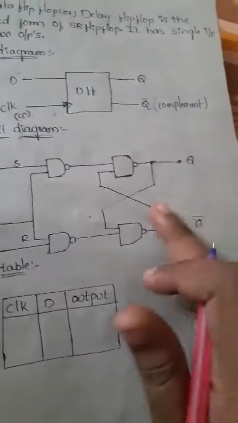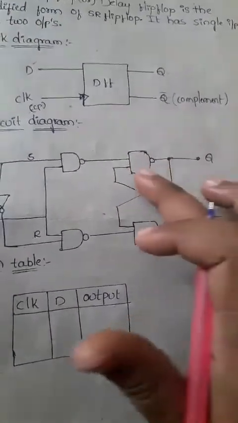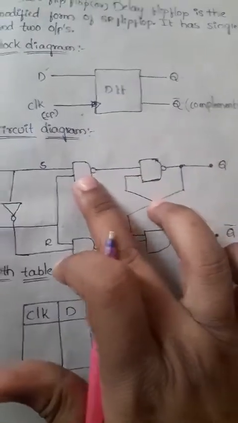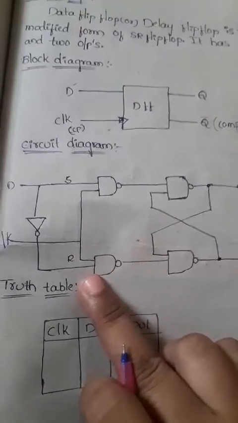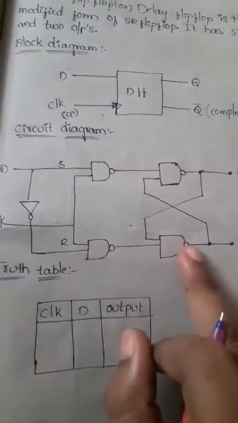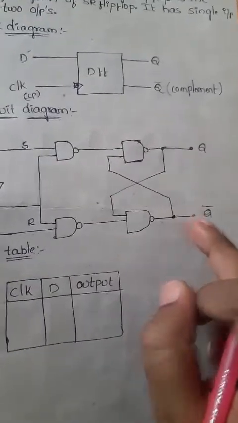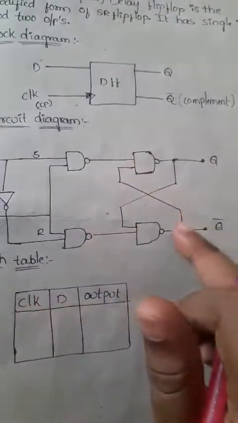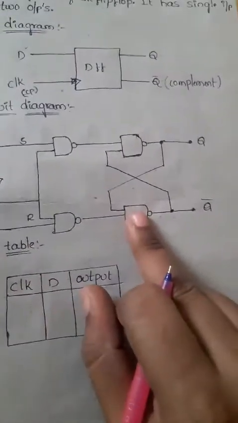Coming to the third and fourth NAND gates, one of the inputs of the third gate is directly connected to the output of the first gate, and one input of the fourth gate is connected to the output of the second gate. Also, Q and Q complement will be connected to one more input of the third and fourth NAND gates.